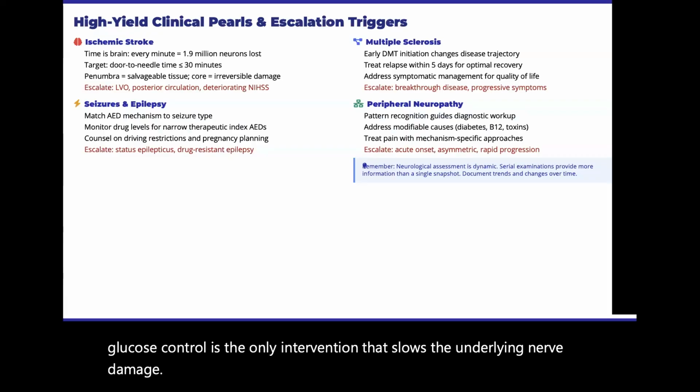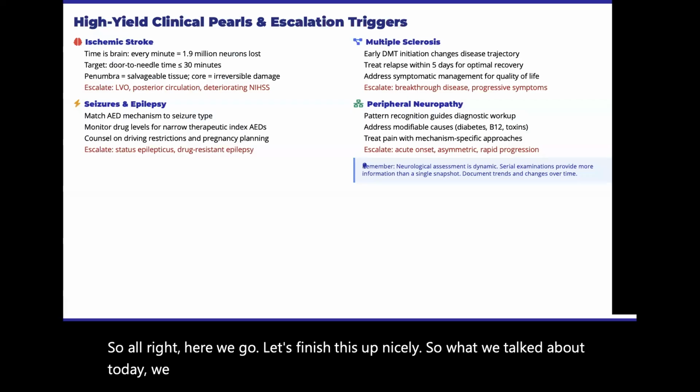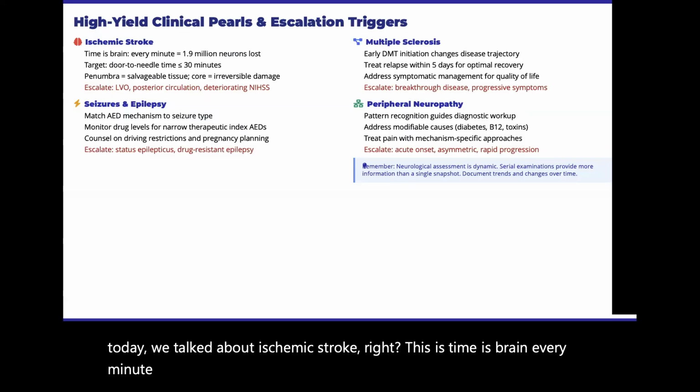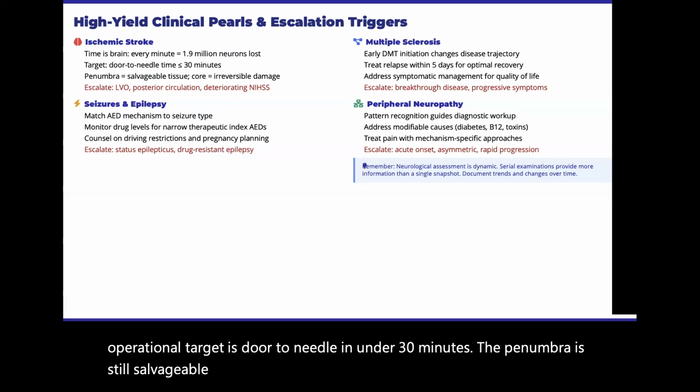So, all right, here we go. Let's finish this up nicely. So, what we talked about today. We talked about ischemic stroke, right? This is time is brain. Every minute without blood flow costs about 1.9 million neurons. So your operational target is door to needle in under 30 minutes. The penumbra is still salvageable and the core is already dead. So your job is to keep the penumbra from converting to core.